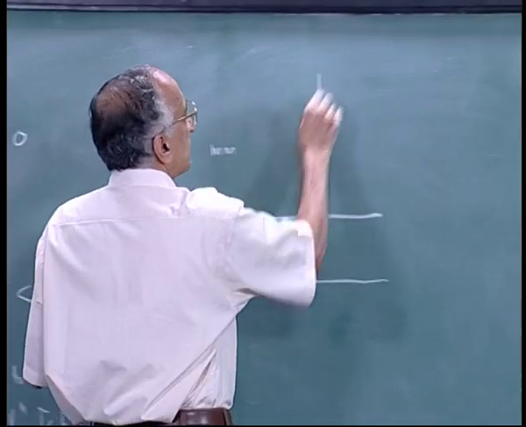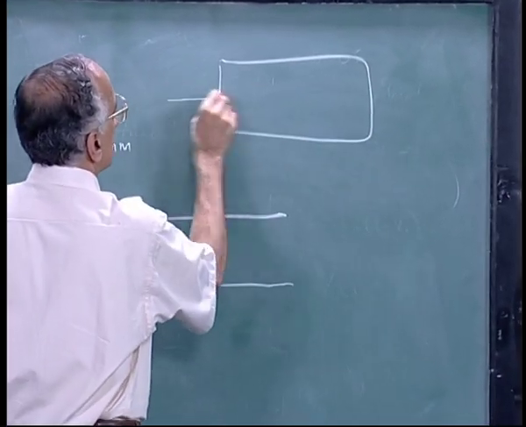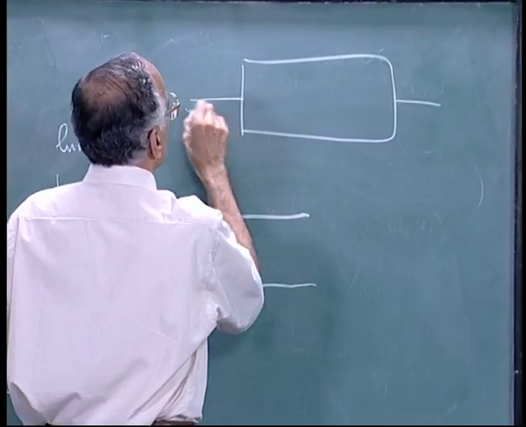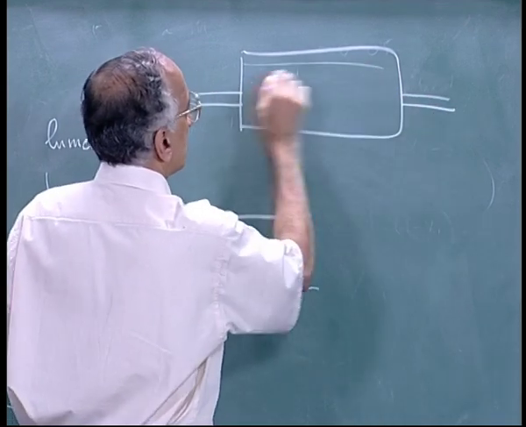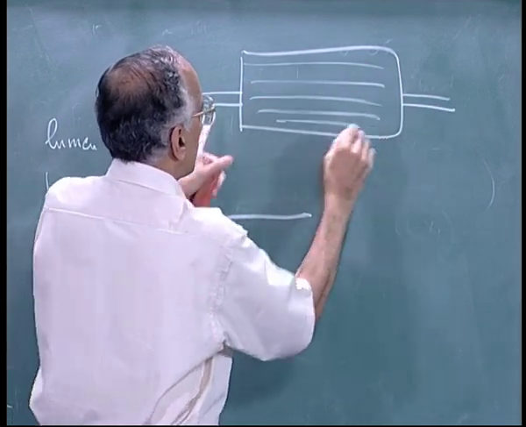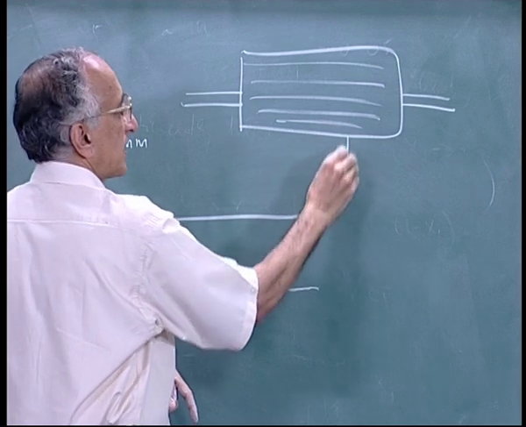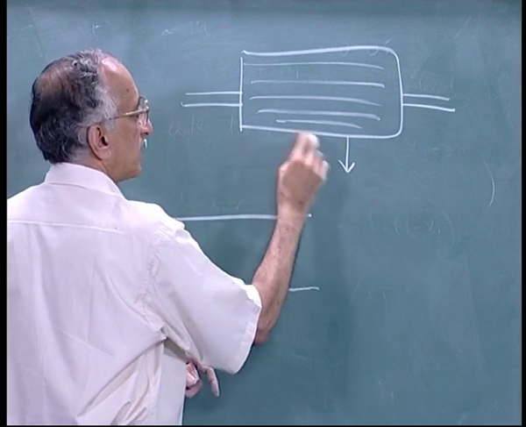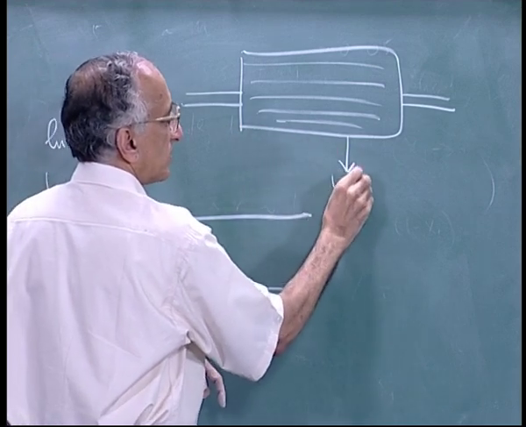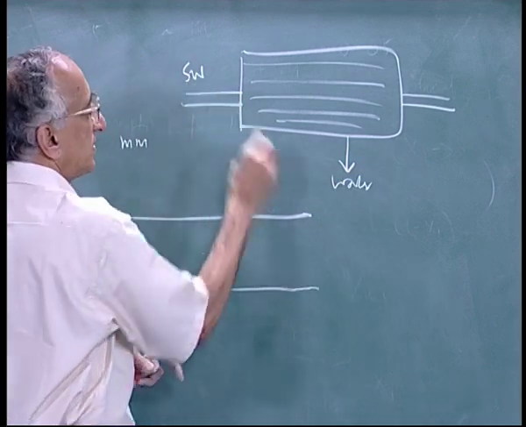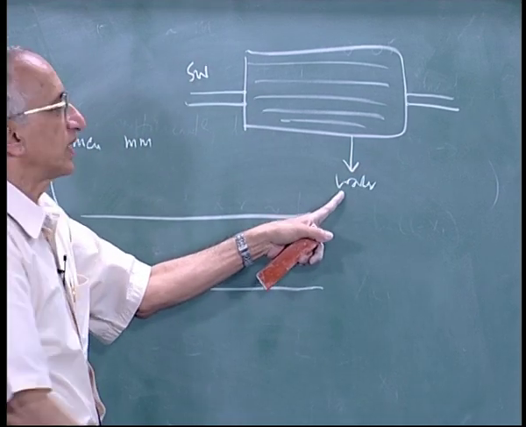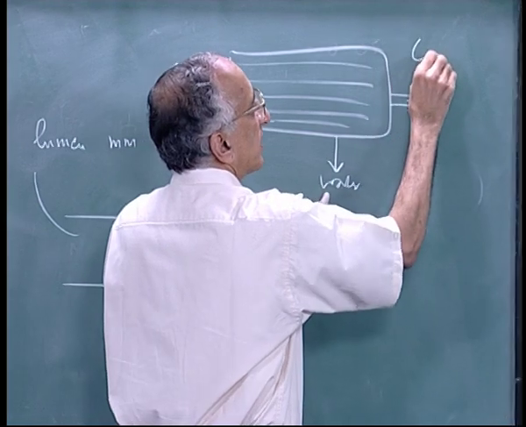So what will happen is you will have a tube like this. Let us say this is the inlet, this is the outlet. You have a series of tubes through which liquid will pass. On the shell side, the water alone will come out. This is sea water. Pure water will be taken out here. This will be concentrated brine.